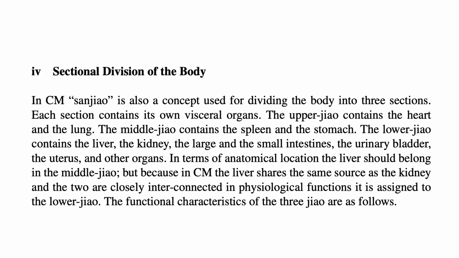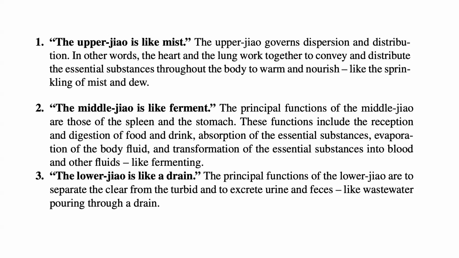Fourth is sectional division of the body. In Chinese medicine, sanjiao is also a concept used for dividing the body into 3 sections. Each section contains its own visceral organs. Upper jiao contains the heart and the lung, middle jiao the spleen and stomach, lower jiao the liver, kidney, large and small intestines, urinary bladder, uterus, and other organs. In terms of anatomical location, the liver should belong in the middle jiao, but because in Chinese medicine the liver shares the same source as the kidney and the two are closely interconnected in physiological functions, it is assigned to the lower jiao.